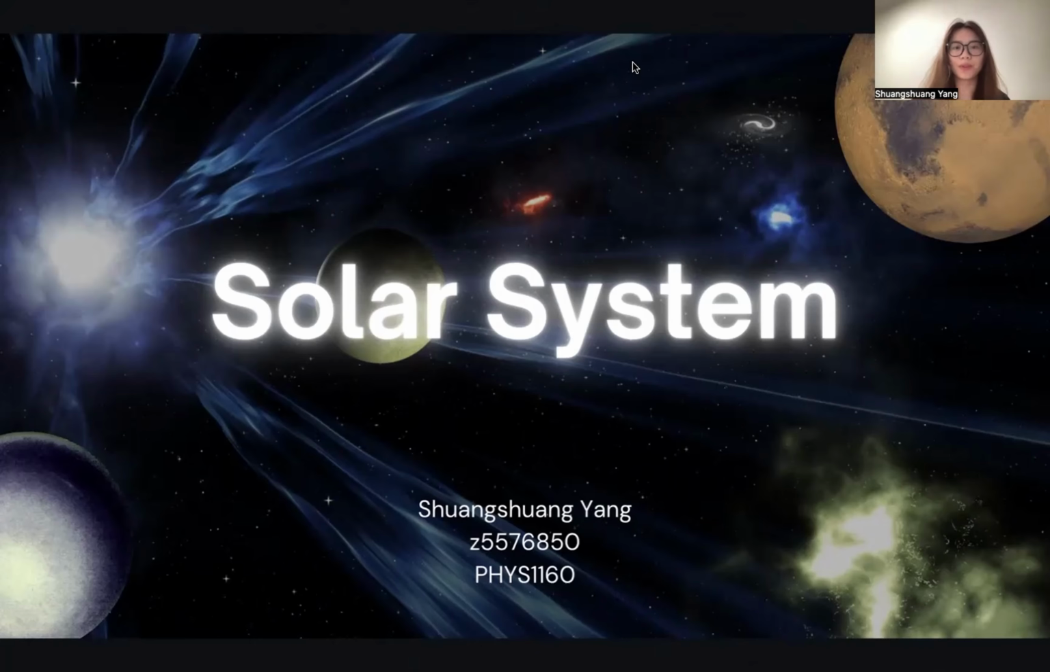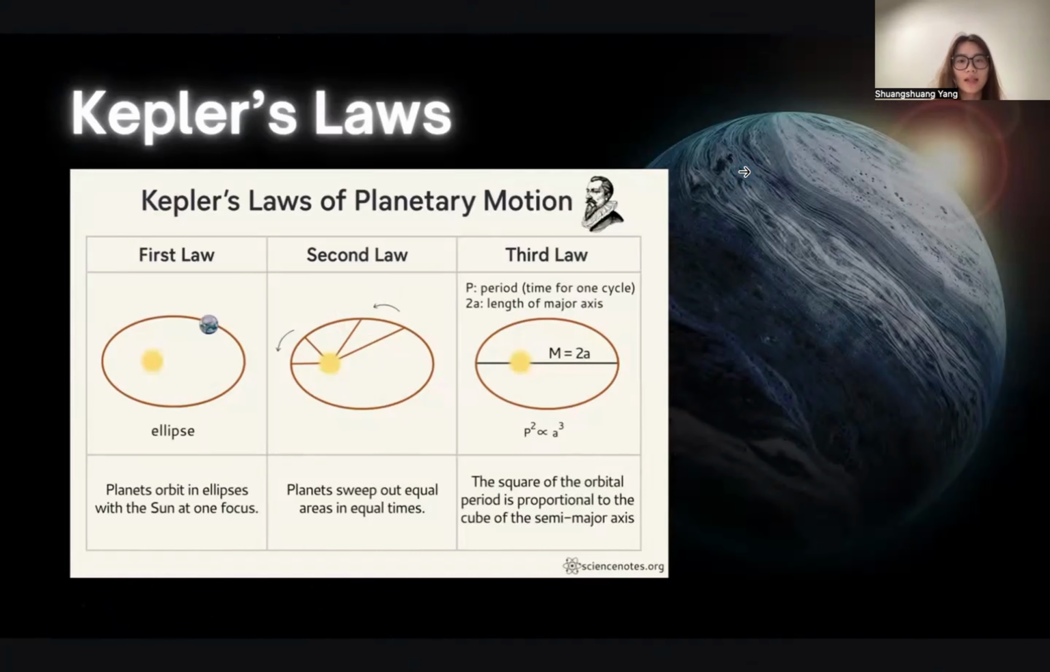So first, I will briefly explain Kepler's laws because they are the main ideas behind this experiment. Kepler's first law says that the planets move around the Sun in elliptical orbits, with the Sun at one focus. Kepler's second law says that the planets sweep out equal areas in equal times. This means the planet moves faster when it is closer to the Sun, and slower when it is farther away. Kepler's third law says that planets farther from the Sun take longer to complete one orbit.